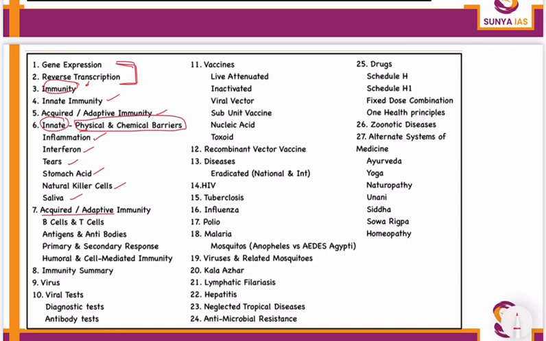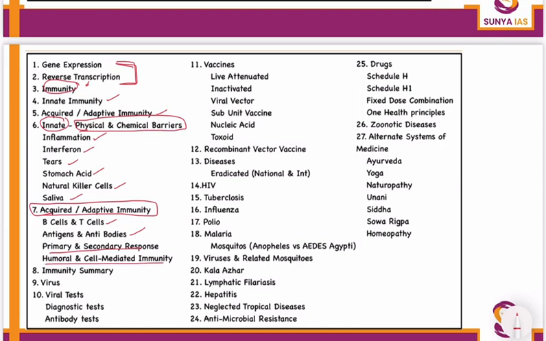Then you have to move on to the acquired or adaptive immunity, right? In this you have to do the B cells and T cells, antigens and antibodies. What is primary response and what is secondary response? In these, do the comparison, which will be strong, which will be weak, which will be developed earlier by the body, which will be developed late by the body. And finally you have to refer to humoral or cell mediated immunity.